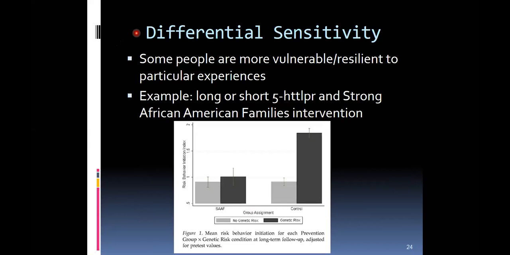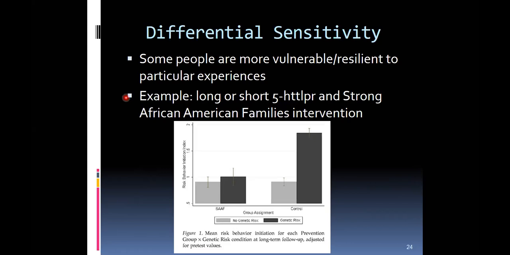Okay, now, I think lastly, this is the last thing we'll do on there. Let's have a look at differential sensitivity. This term indicates some people are more vulnerable to certain experiences. Some people are more resilient to negative experiences. And so things that might knock one person down, another person might just keep going, no problem, that sort of thing. So some of this can be genetic, some of it can be environmental. And here's an example of that.